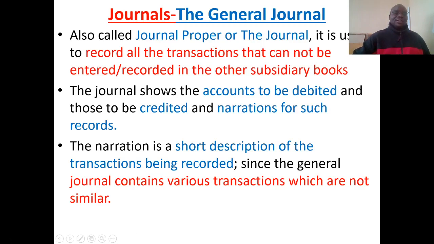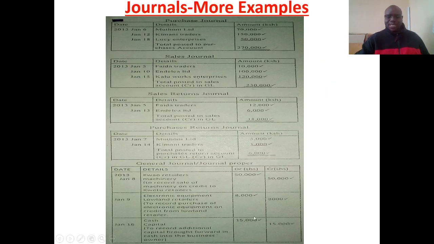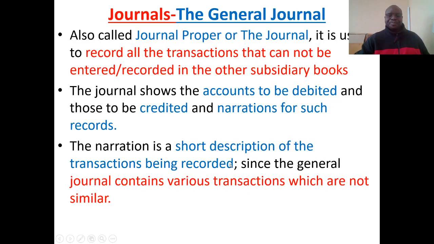Then we look at the general journal, or general proper journal. This is used to record all the transactions that cannot be recorded or entered in other subsidiary books. And these other subsidiary books are sales journal, purchases journal, sales returns journal, purchases returns journal, cash payments journal, cash receipts journal. The journal shows the accounts to be debited and those to be credited. The narration is a short description of the transactions being recorded.